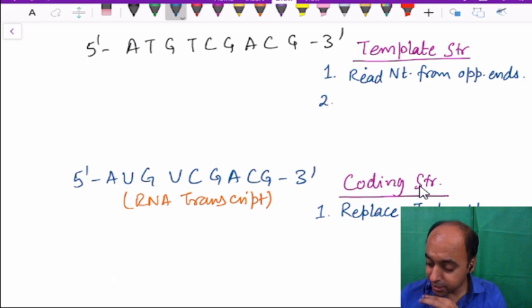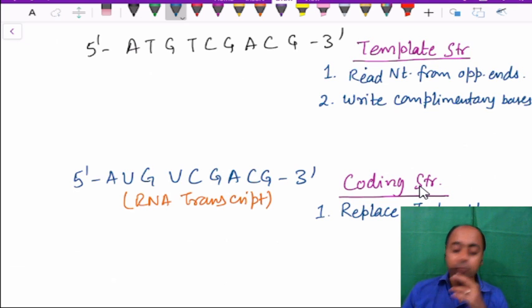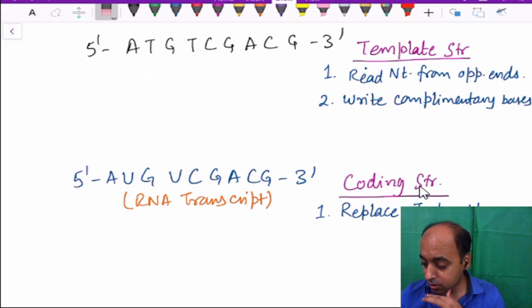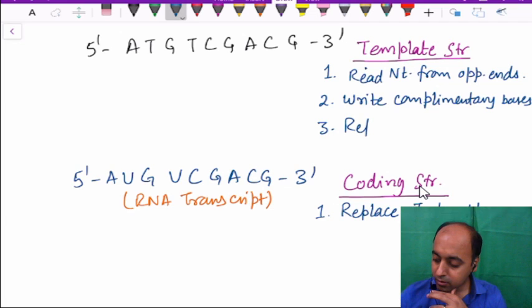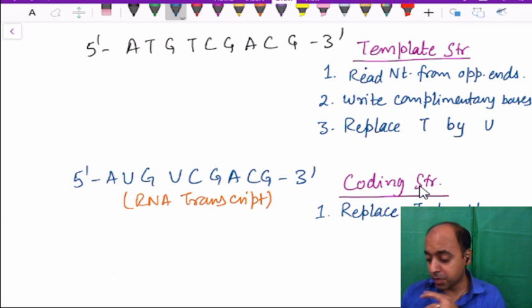Once you start reading from the opposite end, then you write complementary bases. And the third rule is the same. What is that? Replace thymine by uracil.